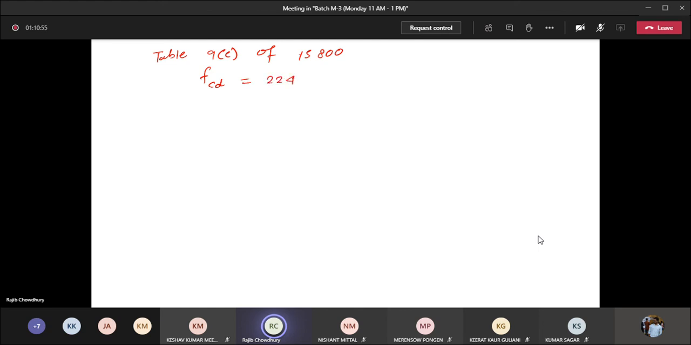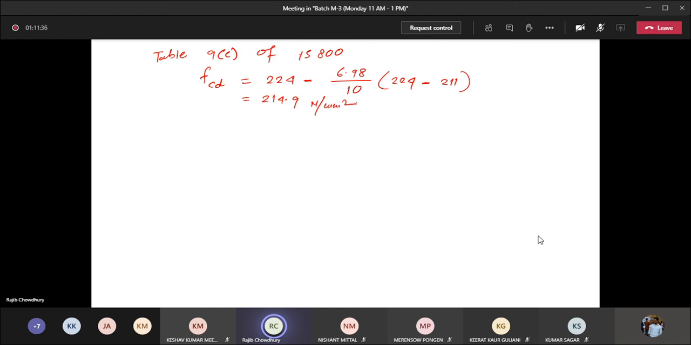224, because what is your KL by r? KL by r is equal to 26.98, so it is in between 20 to 30. So 224 minus 6.98, again the linear interpolation comes into the picture, divide by 10. So 224 it is for 20 and 211 it is for 30. 30 means for KL by r ratio 30, it is the design strength. So the effective design strength becomes 214.9 Newton per mm square.